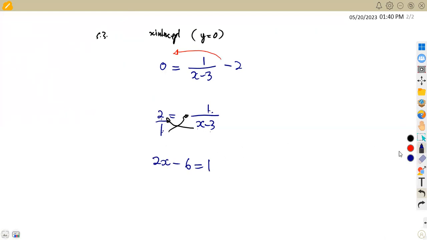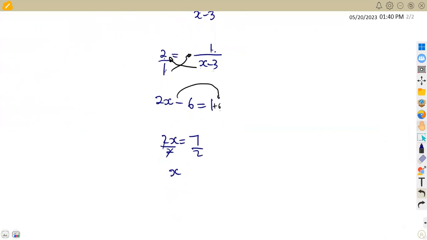So you are able to calculate the value of x by transposing negative 6 to the other side of the equation so that it becomes a plus. That means 2x is equal to 1 plus 6, which is 7. So to find x, simply divide by 2 on both sides. So x is equal to 7 over 2 in this case. This is the value of x that you're going to obtain, 7 over 2.